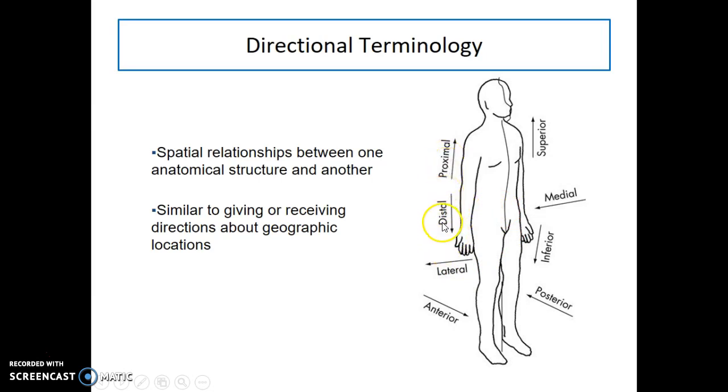Distal and proximal are two terms that are referenced when it comes to appendages. So the foot would be distal to the knee versus saying inferior or superior. And then you also have anterior, which is the front of the body, and posterior, which is the backside.